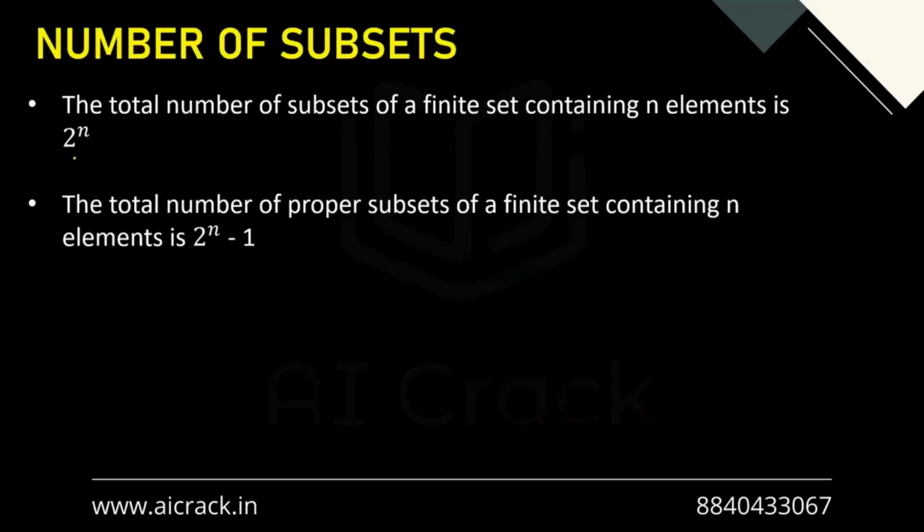Now let's talk about number of subsets. The total number of subsets of a finite set containing n elements is 2 raised power n. And let's try to understand how we get to this particular number. So let's say we have one particular set A equals 1, 2, 3, 4.